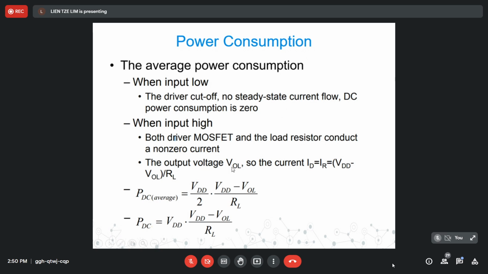At the output voltage VOL, the current ID, which is the drain current, and the load current are equivalent. This one is the formula to get the current. This indicates the current.